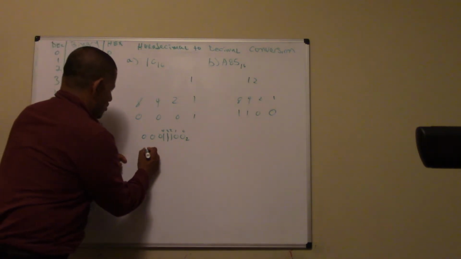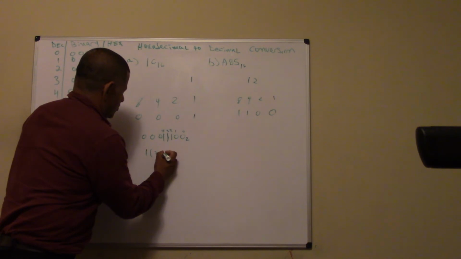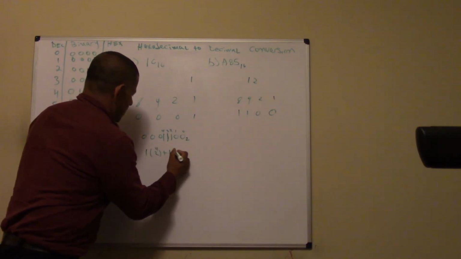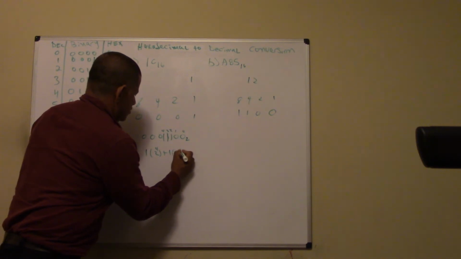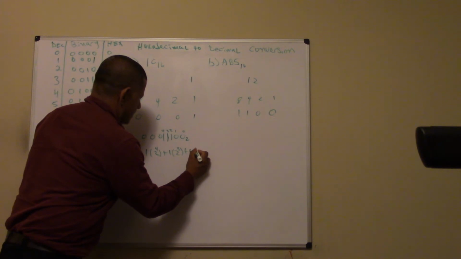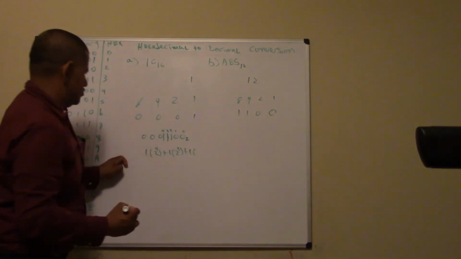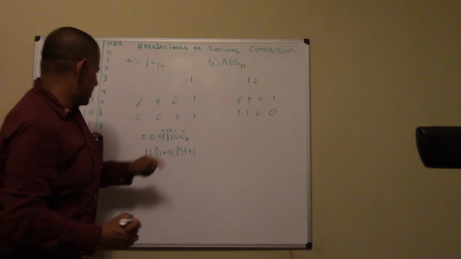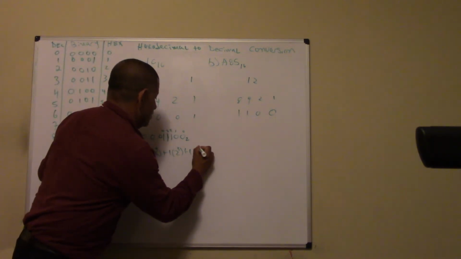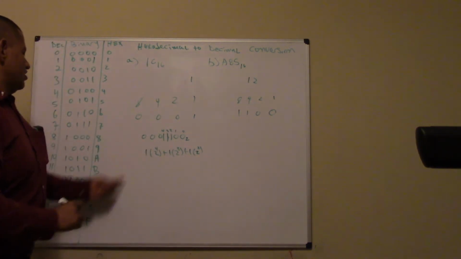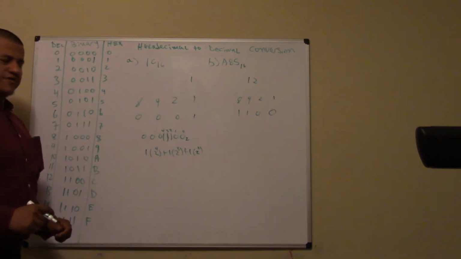Just put 1 times 2 to the 4th power plus 1 times 2 to the 3rd power plus 1 times 2 to the 2nd power, right? And you don't worry about the zeros because it's going to be zeros anyway. You multiply by 0, it's going to give you zeros, right?